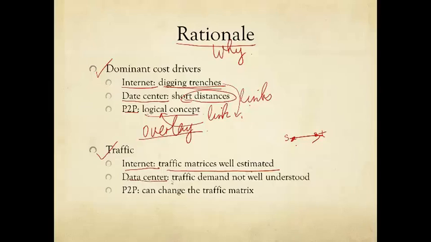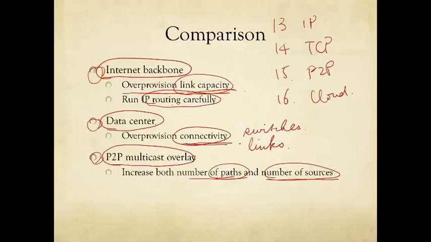For data center, however, the traffic demand pattern is not as well understood. And for P2P, actually, we can even change the traffic matrix because we can redefine who are the sources and who are the destinations of a particular multicast tree. That is up to us to design. So because of the difference in cost drivers and the difference in traffic understanding and control, we are led to this philosophical difference in provisioning capacity versus provisioning connectivity, even to the extreme case as we compare internet backbone with data center and P2P.